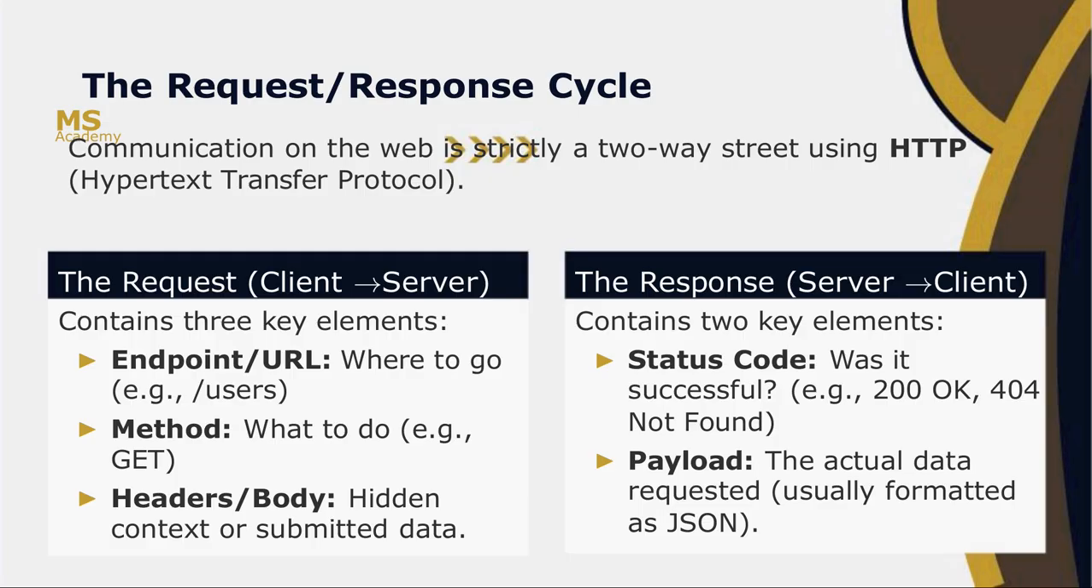So the request contains three key elements: endpoints or URL, method, headers or body, while the response contains just two key elements: status code and payload.